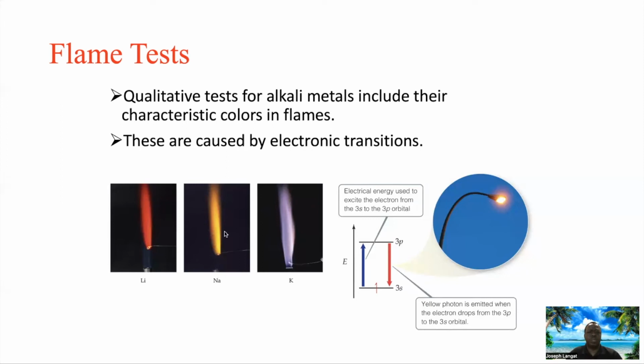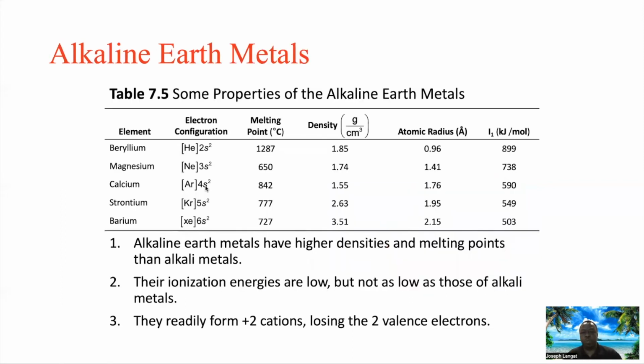And this also applies to other group 1 metals. It's just a qualitative test, the flame test is a qualitative test for alkali metals. That's group 1, and they have different colors. And you should be able to explain that. Why? The electron on 3s, when subjected to high flame, gets excited, goes to 3p, and then drops down and emits a photon of yellow color.